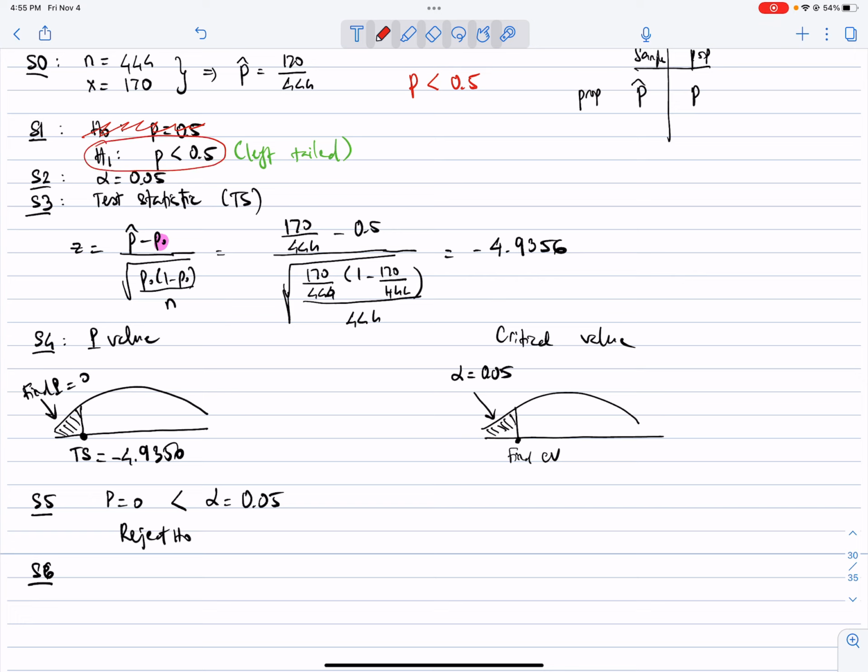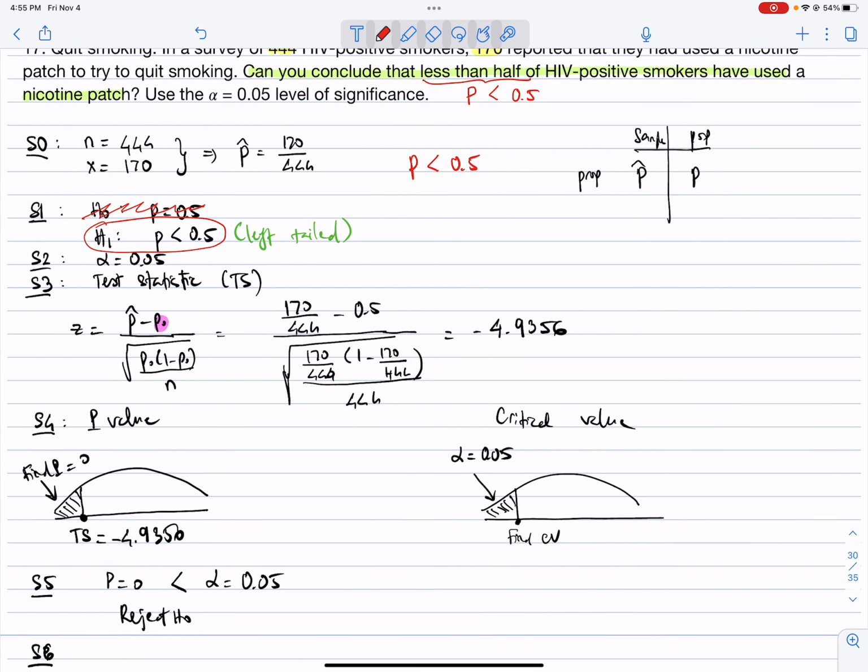The statement says the percent is less than half. So if someone asks you, can we conclude that less than half of HIV positive smokers have used a nicotine patch? In the problem, you just show that it's less than half, and if someone asks you, is that less than half? Then we will say, well, yes, right? So we can conclude that, and then copy that sentence down here. We can conclude that less than half of HIV positive smokers have used a nicotine patch.